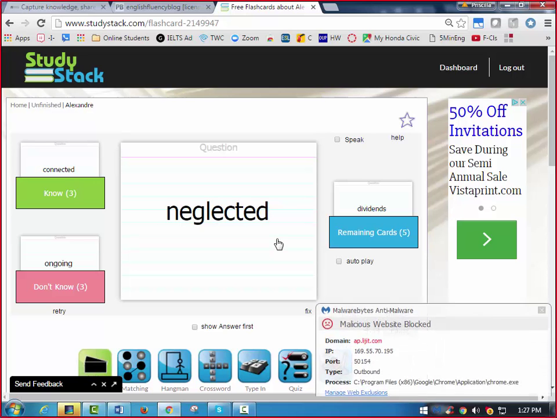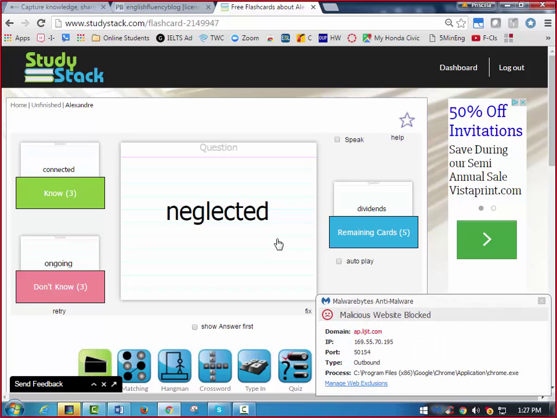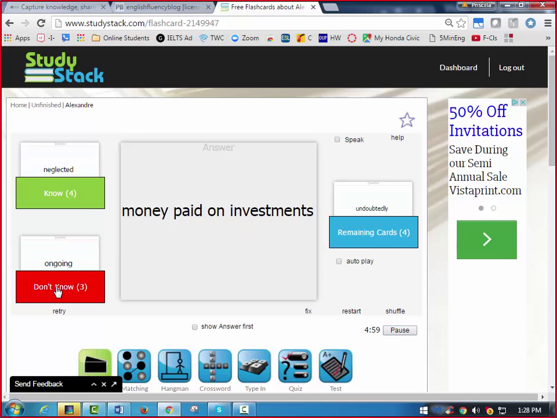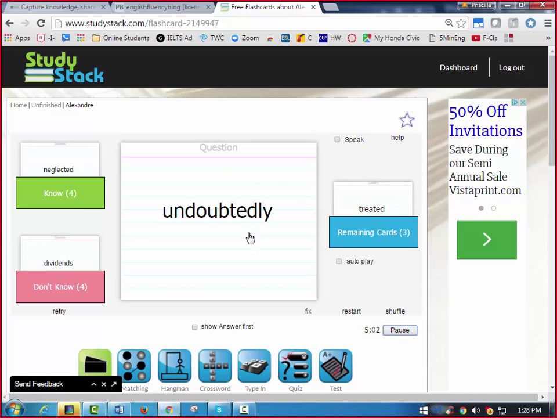It's like, I forget its name. This is some kind of like a flashcard. Yes. Flashcard. Exactly. And the flashcard program is easy and good to use too. So if you know this word, you put it here. Dividends. If you don't know this word, you can take a look and say, oh, no, I didn't know that one, and put it over here. Undoubtedly, with certainty, say that you knew that one. Treated, knew that one. Reap, and of course, you can always look at the back of it. And didn't know that one.